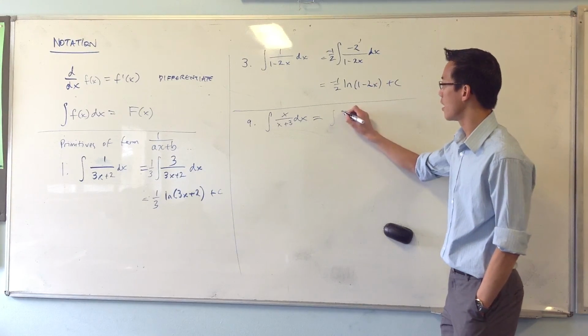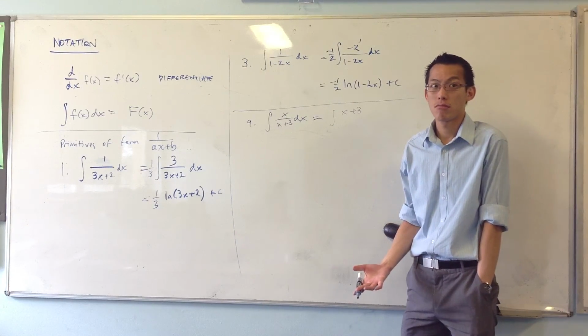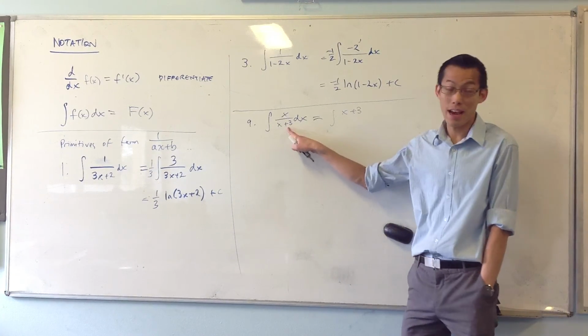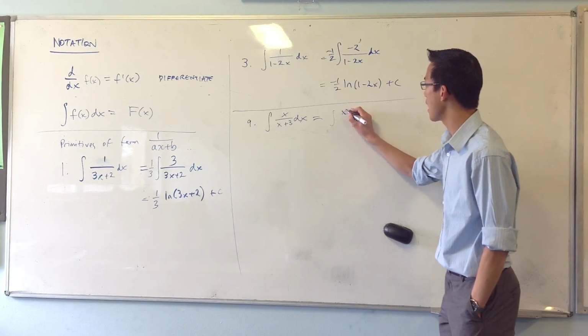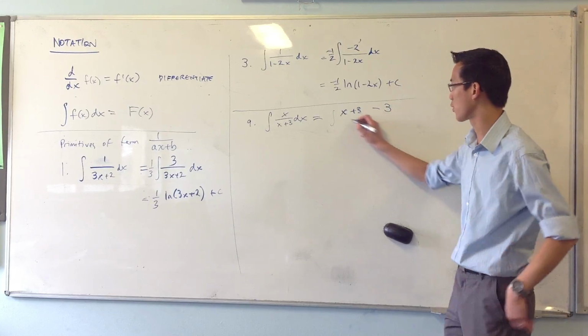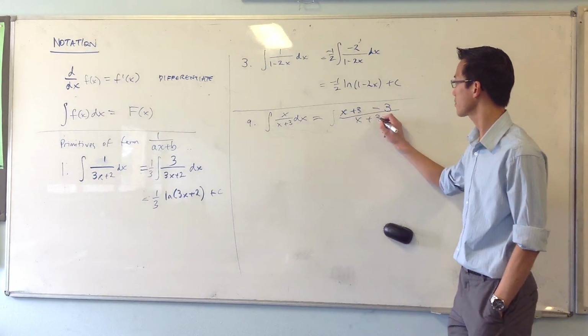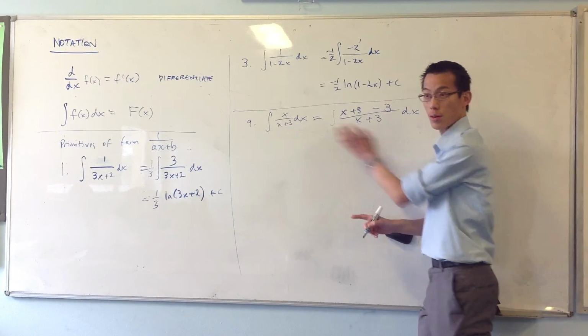If I add a 3 on the top, okay? Now why would I add 3? Because I have a 3 on the denominator, right? Because this is going to be convenient for me. So if I have an x plus 3 here, like before, I can't just add 3 because I want to, so I've got to subtract it as well. So this is all still fine, right? These two are still equivalent, okay?